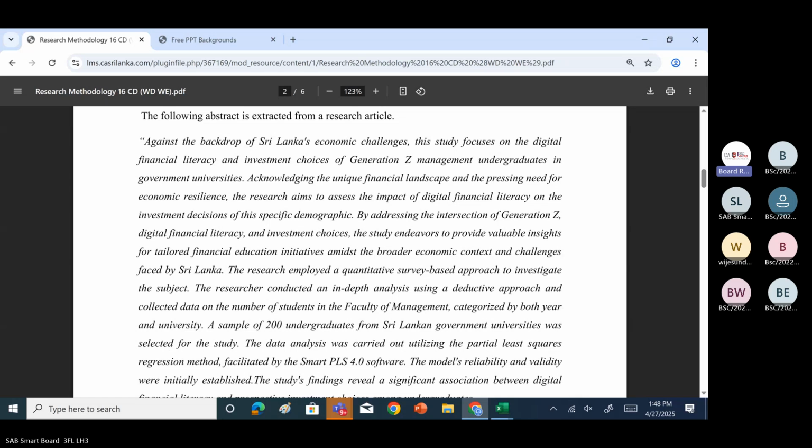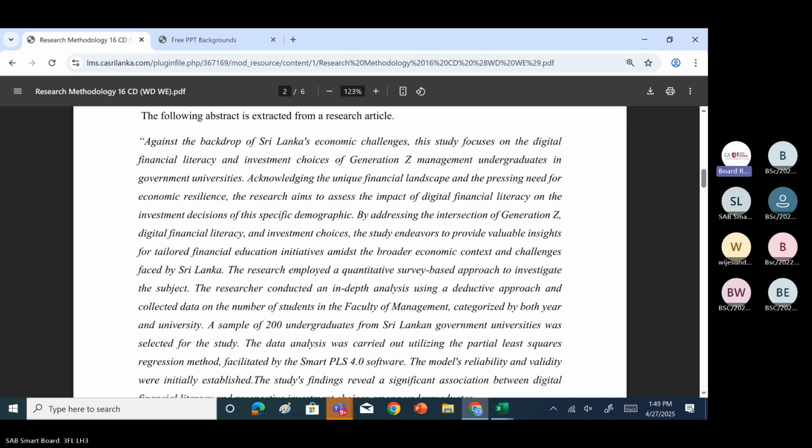Right? Against the backdrop of Sri Lankan economic challenges, the study focused on digital financial literacy and investment choices of Generation Z management undergraduates in government universities. Acknowledging the unique financial landscape and the present need for economic resilience, the research aimed to assess the impact of digital financial literacy on the investment decision of this specific demographic. Research objective, research aim is given to you, right?